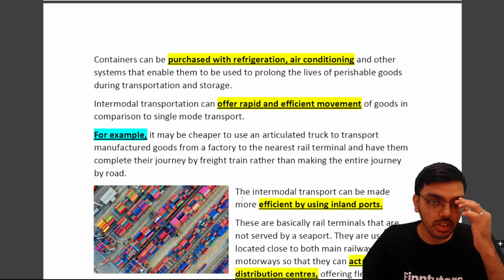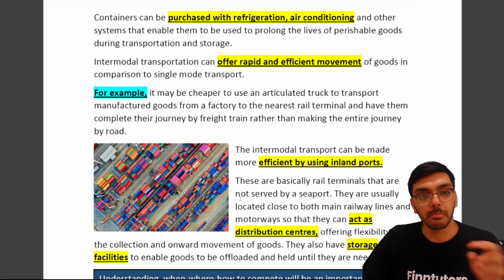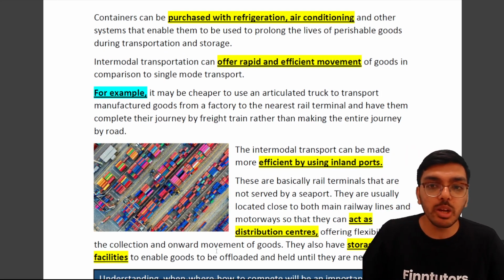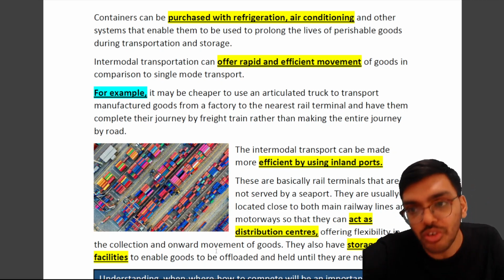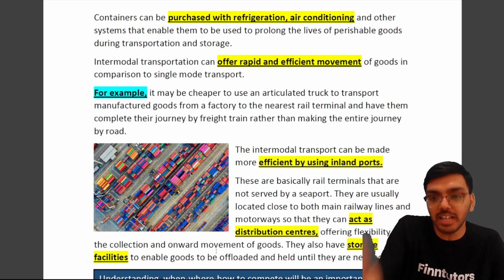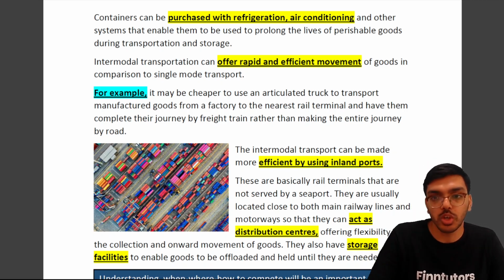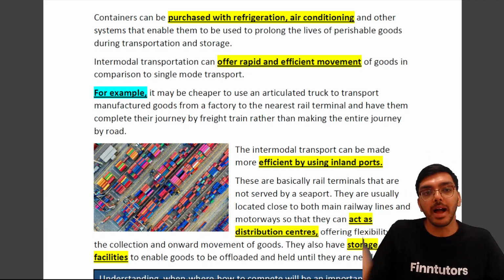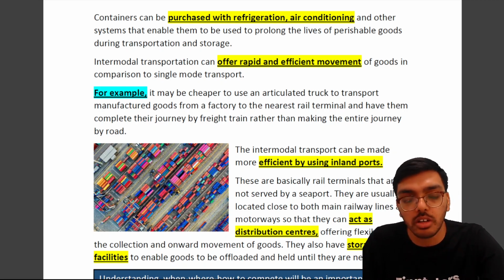Intermodal transportation can offer rapid and efficient movement of goods in comparison to a single mode of transport. For example, it may be cheaper to use an articulated truck to transport manufactured goods from a factory to the nearest rail terminal, and then the final journey be completed by freight train rather than making the entire journey by road, because road can also lead to delays, can also take a longer time. So when you combine two modes of transport, it can sometimes be more efficient for your business.